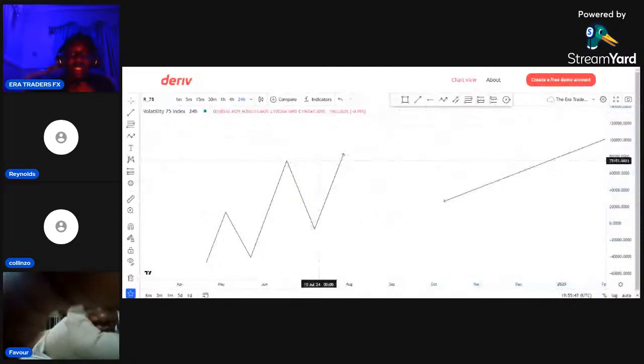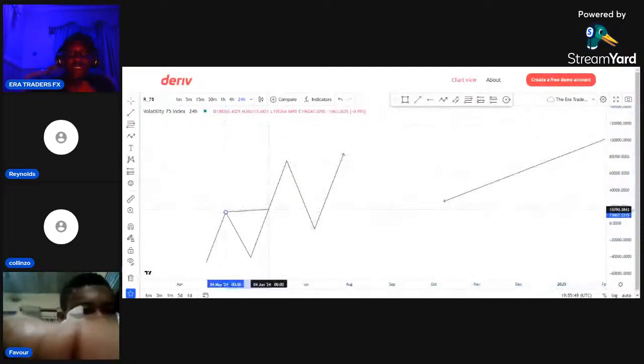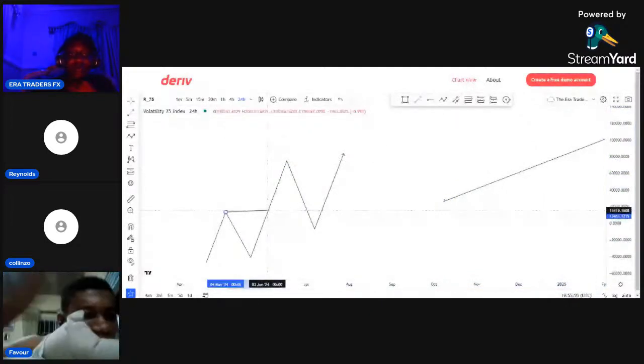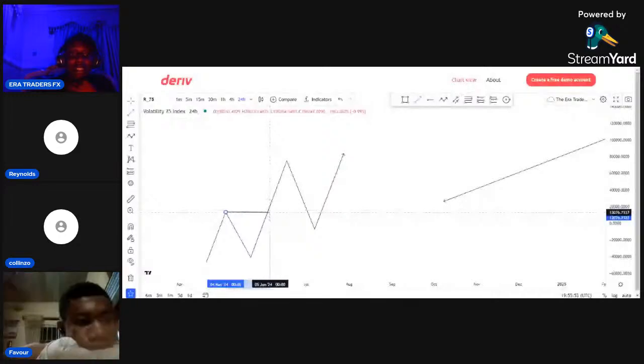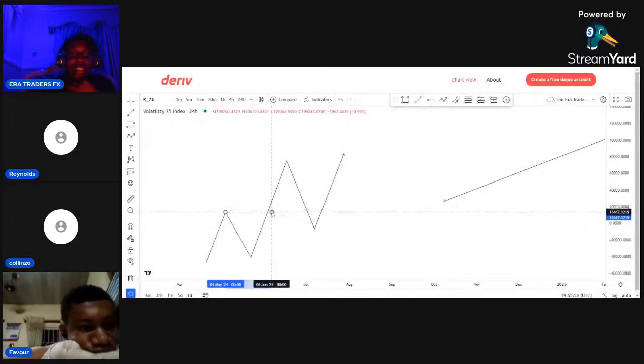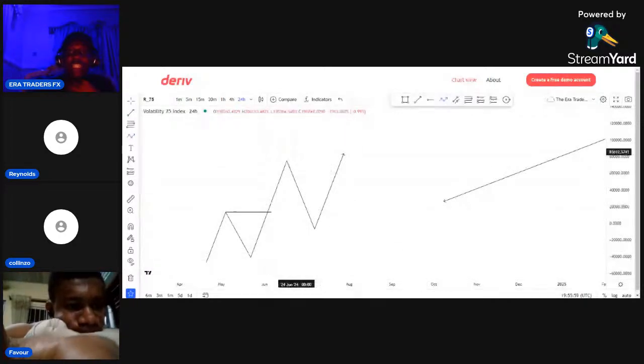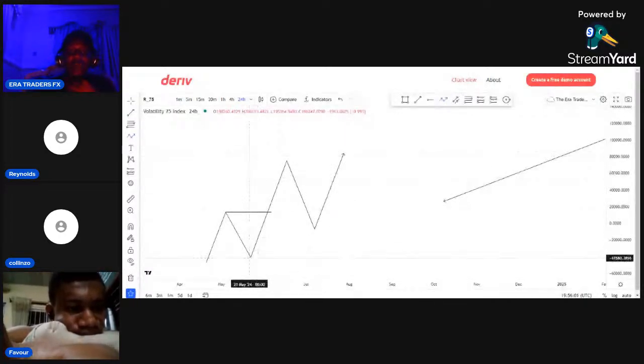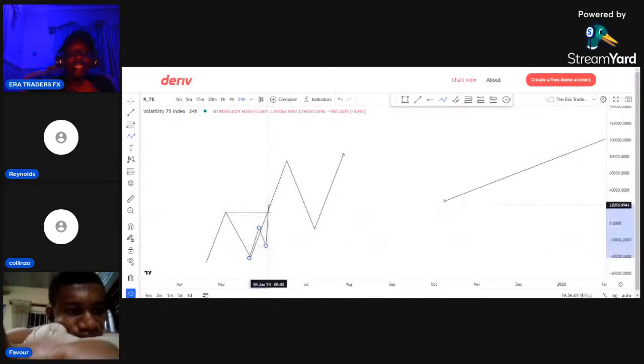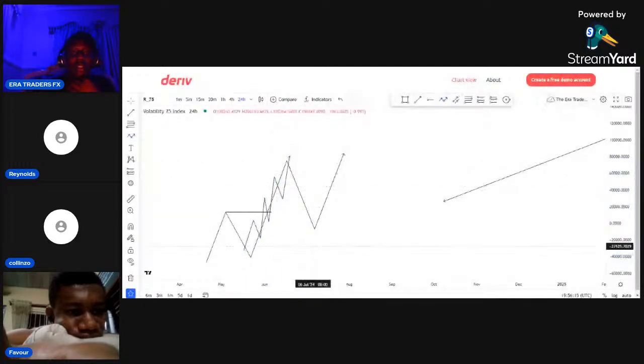So if you are on the daily time frame, you will see this as just maybe three candles going up like this. But on the 1 hour, you will see it as this. Do you get what I'm saying?